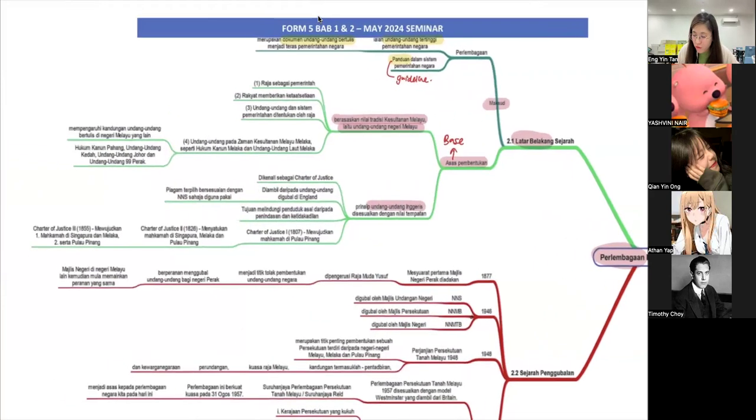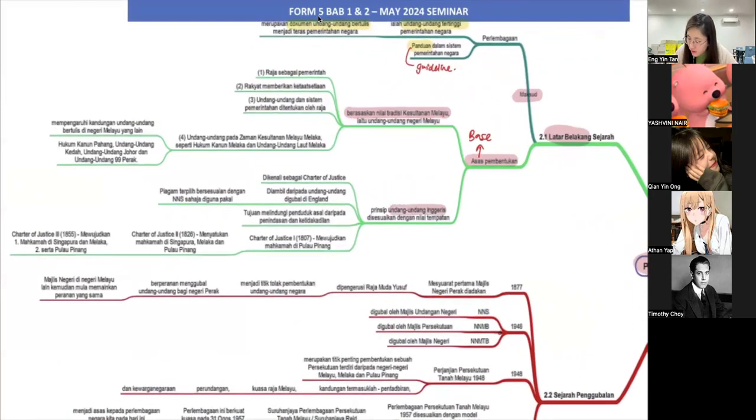So we have 2 asas over there. Can you see the idea? So when we talk about the traditional law, which is the Undang-Undang Negeri Melayu, we talk about the Raja. We talk about the citizen needs to be loyal to the king. And then you give them some examples like the Undang-Undang Laut Melaka, Hukum Kanun Melaka, the Melaka law.